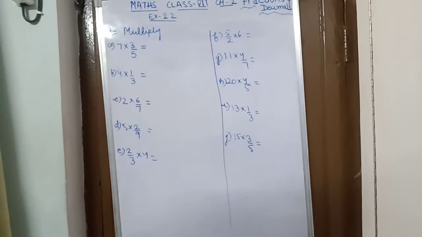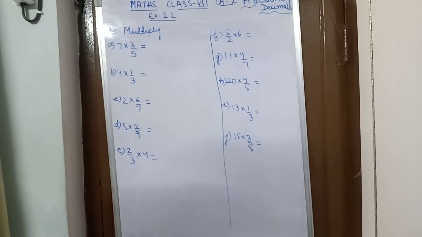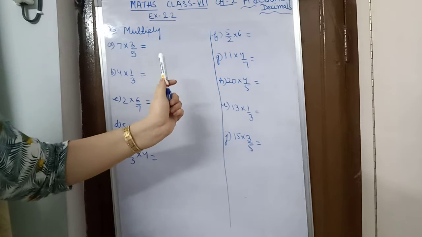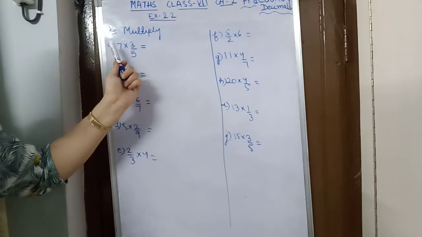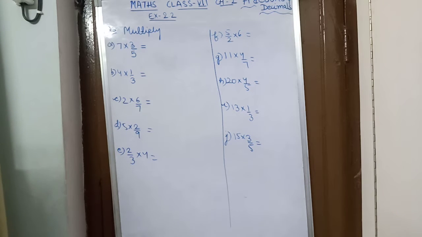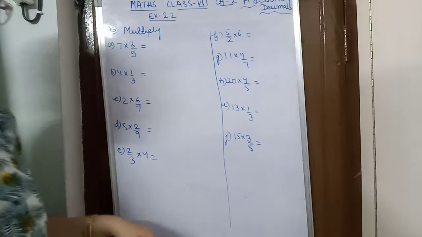Now question number 3 is. Now students, see in question number 3 what they are saying: you have to multiply the following fractions with the whole number given. Like this, 7 is the whole number, 3 by 5 is a fraction, and then reduce it to lowest form and convert into mixed fraction if it is possible.